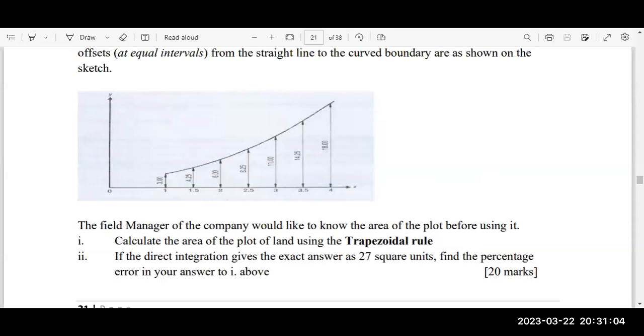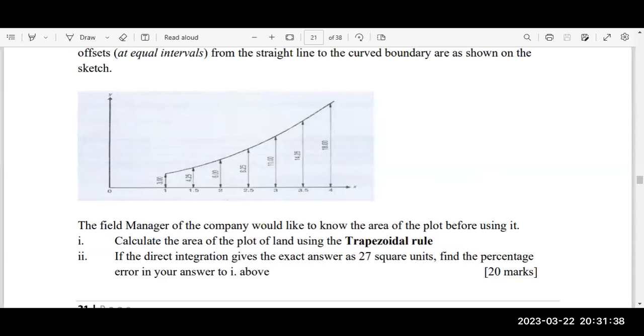I get it. So we did the integration by the approximation method using the trapezoidal rule. And incidentally, there are other rules. When I use the approximation with the trapezoidal rule, I'm getting 27.125. But the question is saying the actual integration is 27, and they want me to calculate the percentage error.